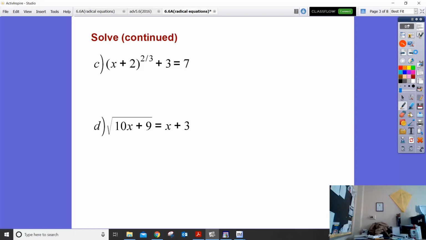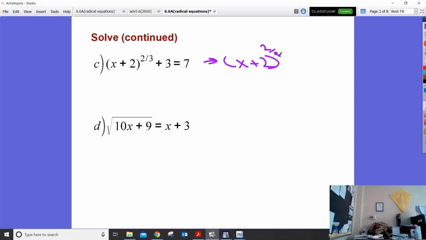Isolate. Ever since day one, it's been isolation. Do not be the kid who raises everything to the 3/2 power. F's, F's, F's. You're all getting F's. Isolation first, kids. What do you want to take away? 3. I believe that'll give you 4. You want to counteract here? 3/2 power. How do you counteract a 3/2 power? 2/3 power. Be a funny looking answer, probably.